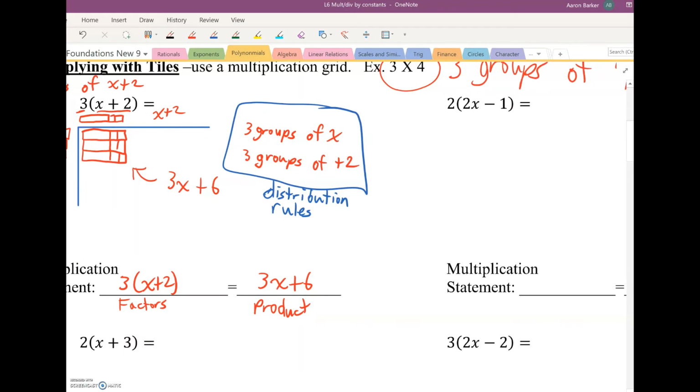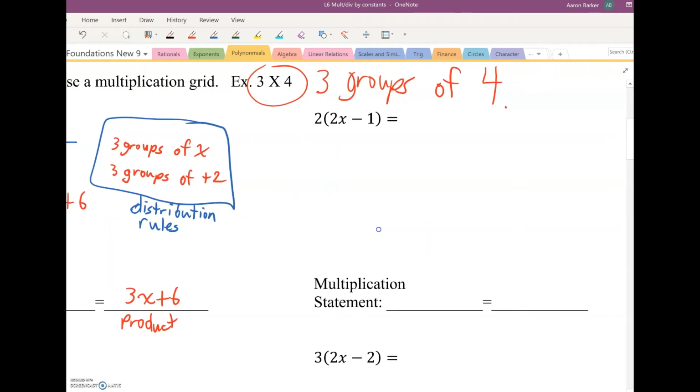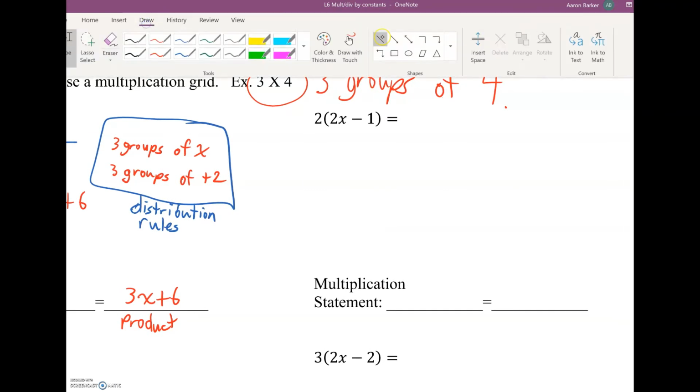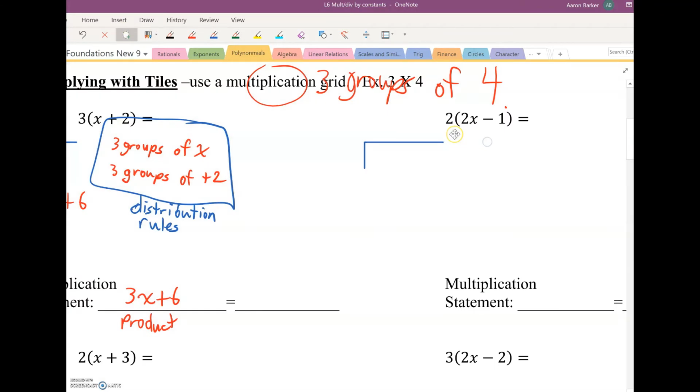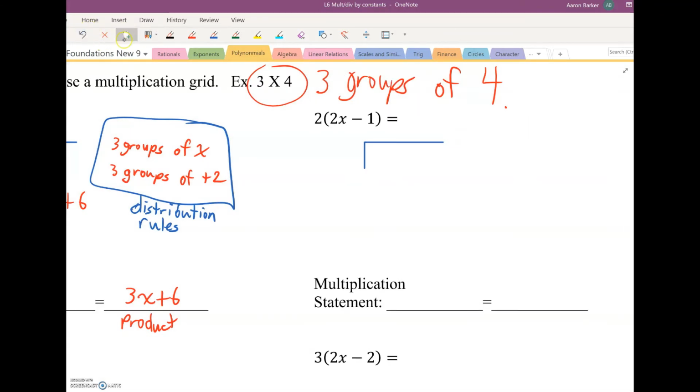Let's try some more examples. Now we have 2 times 2x minus 1. So again, we're going to just create our multiplication grid. Okay. There we go. Move that here. Whoops. Having troubles.